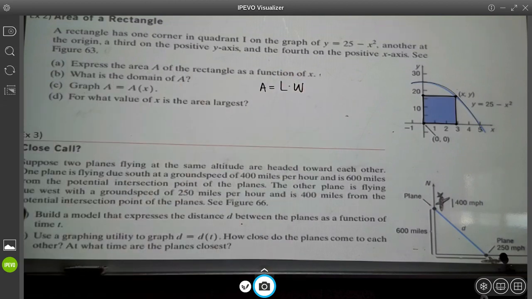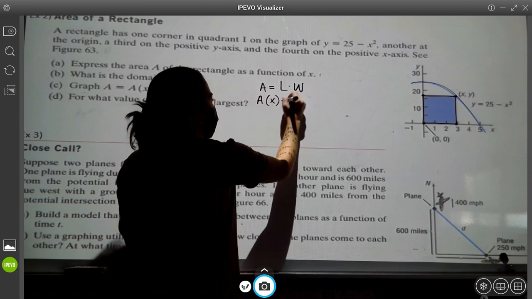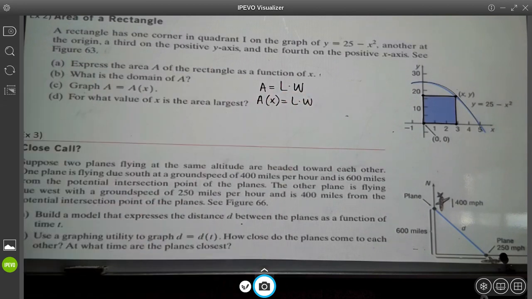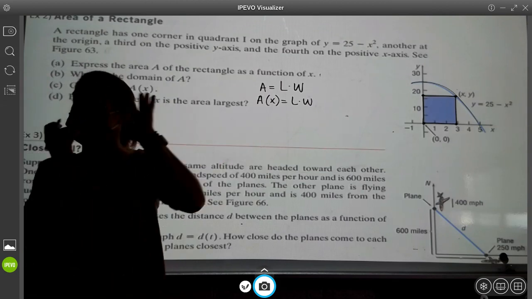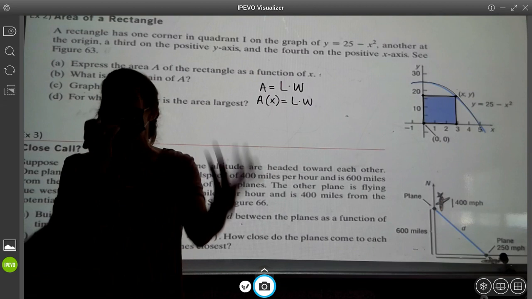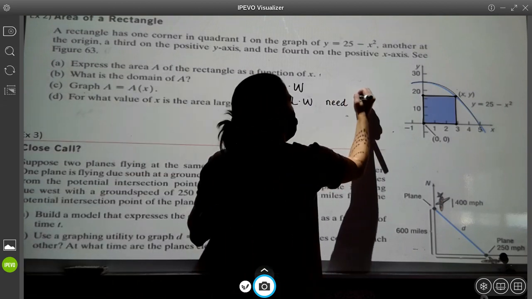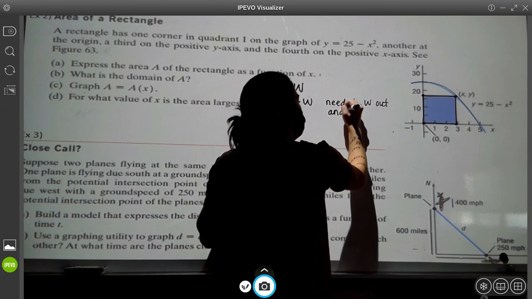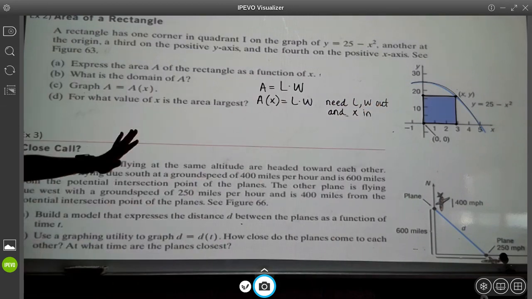Okay, they want the area to be a function of x though. So that's what we want. We want A of x to equal the length times the width. The problem is x is who they want this to be a function of. So that means we're going to need L and W out and x in its place. That's our goal. Okay, let's start doing that.